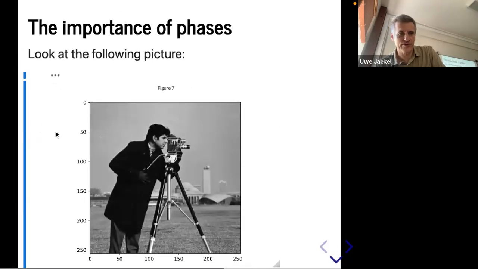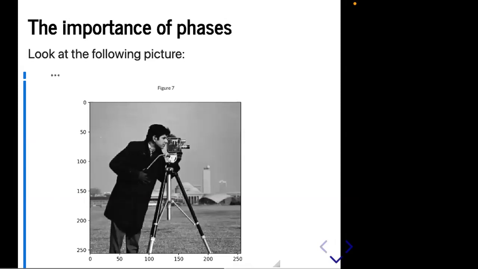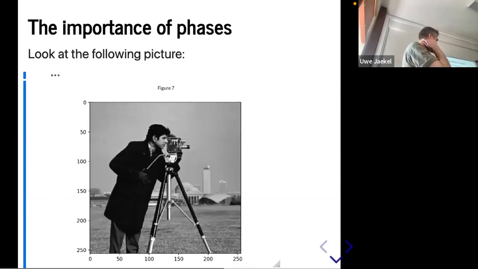Okay, here we go. Yes, this one. We have a photo, and the idea is we make a Fourier transform of this photograph. You may know that in an image, and that's the basis of image compression, many of the Fourier coefficients are very small, and you can just throw them away.